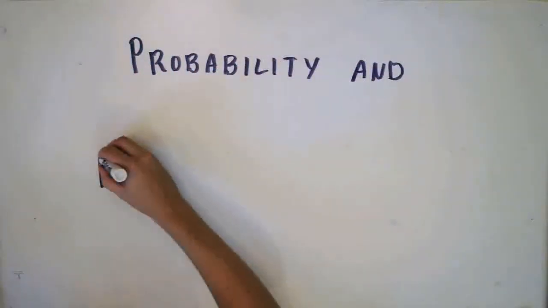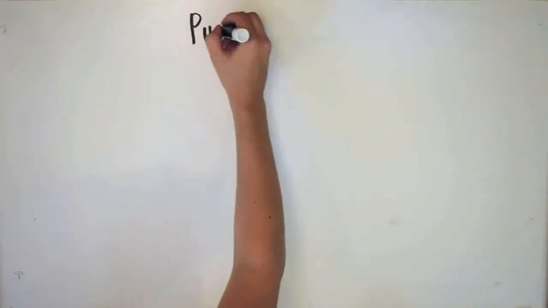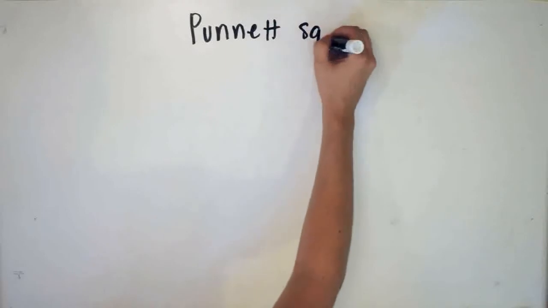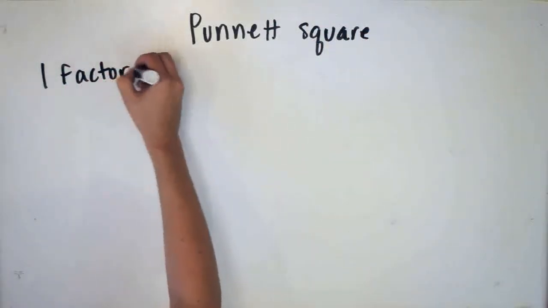Welcome to this video about probability and Mendelian genetics. Now, everyone has most likely seen or used a Punnett square before. These are a very handy tool for depicting and predicting the outcome of a genetic cross.